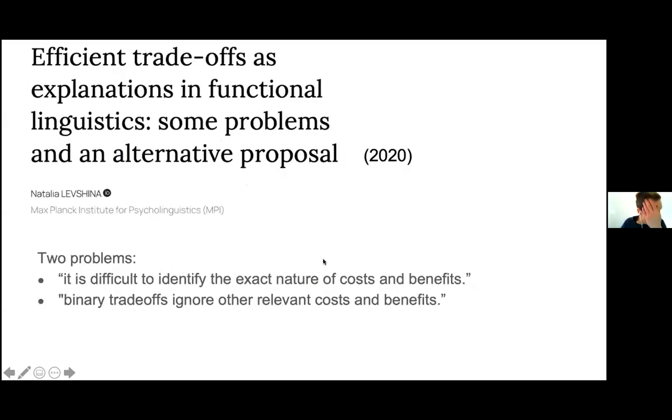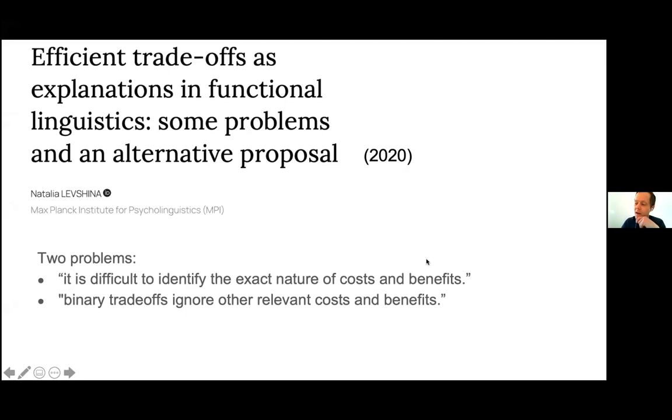I also want to point you to some of the limitations and criticisms of this work that looks at trade-offs between two dimensions. And I think the best paper along these lines is by Levshina. So she mentions a couple of concerns she has about this work, and I'm going to mention two here. So first, she says it's difficult to identify the exact nature of the costs and benefits. So if you're thinking about complexity, for example, what exactly is complexity and why does it matter?